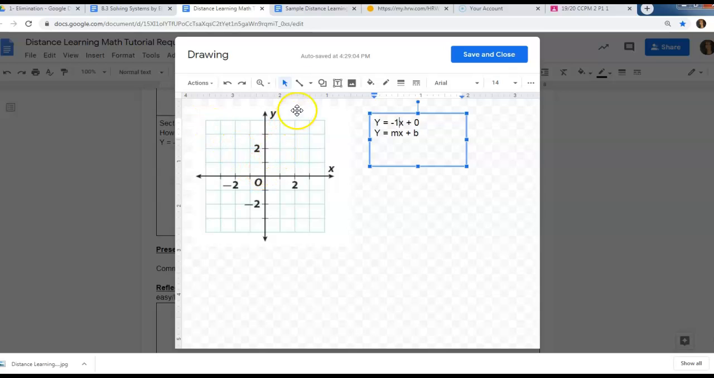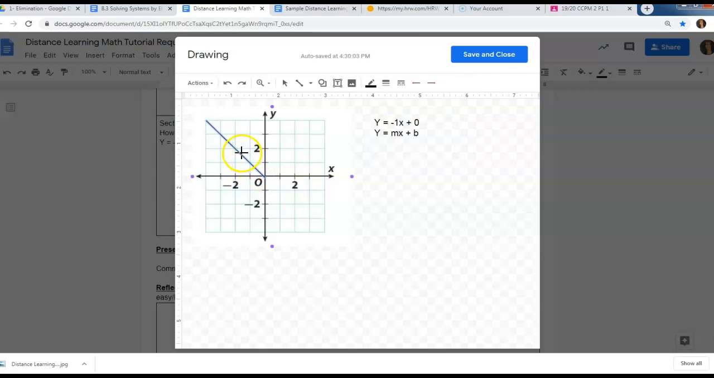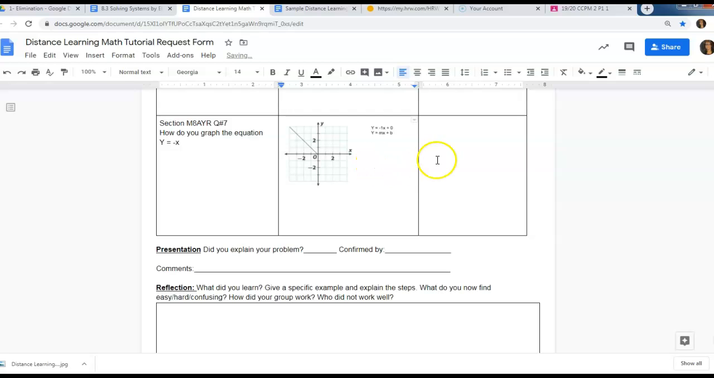Now I can click right here and select a line. I'm going to do this line. I'll start right here, well, no, I should start right here. From here, the y-intercept is 0. Rise 1 over 1, rise 1 over 1, rise 1 over 1. I can make as many as I want to, but my line is going to be right there. It continues forever and ever. But if you have this, that's fine. Now I go to Save and Close. And now I have the graph right there.